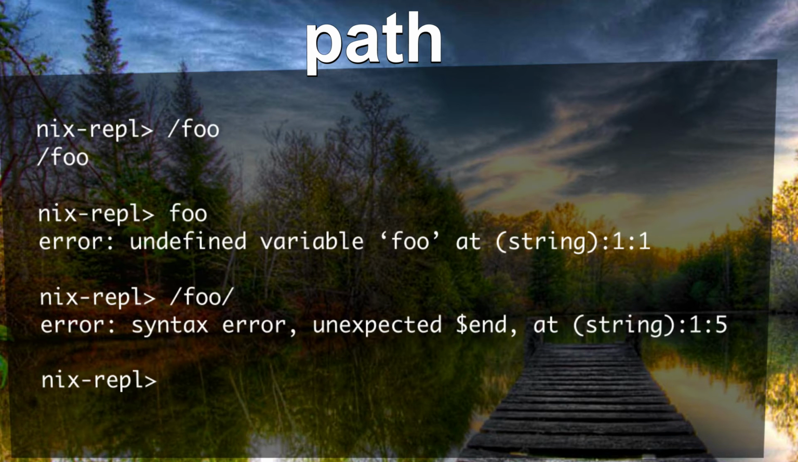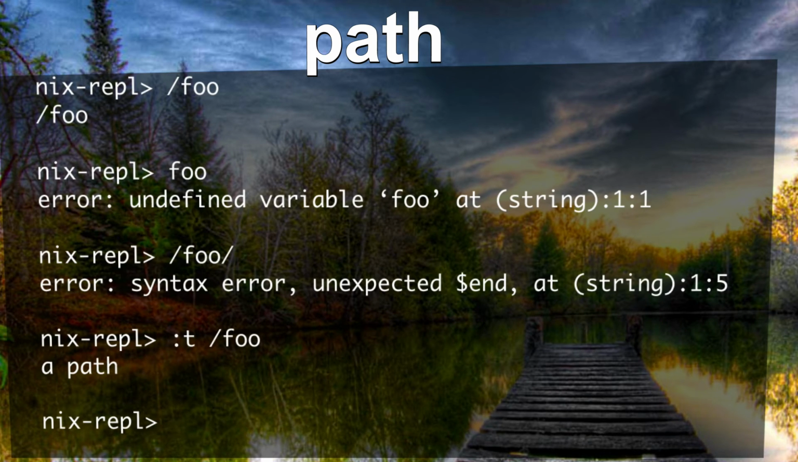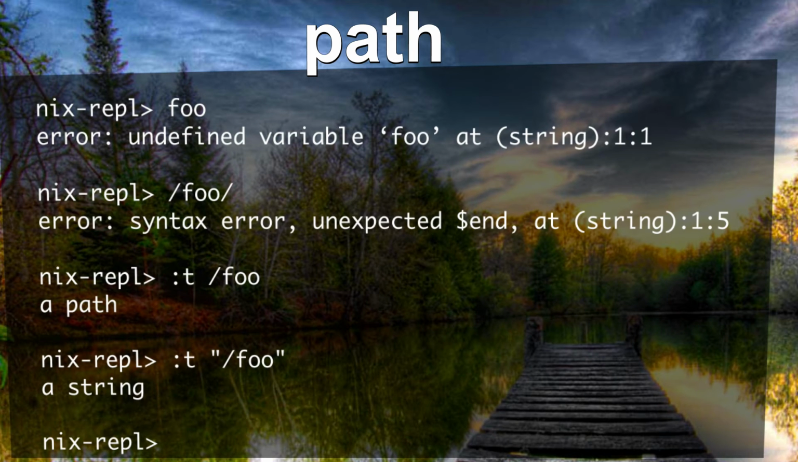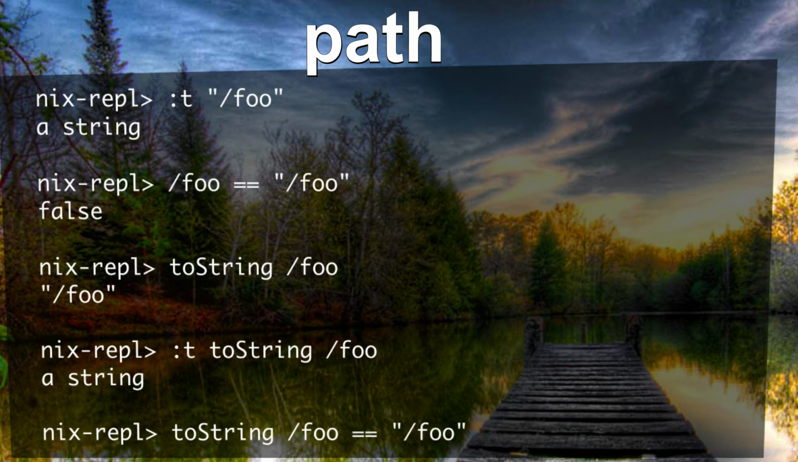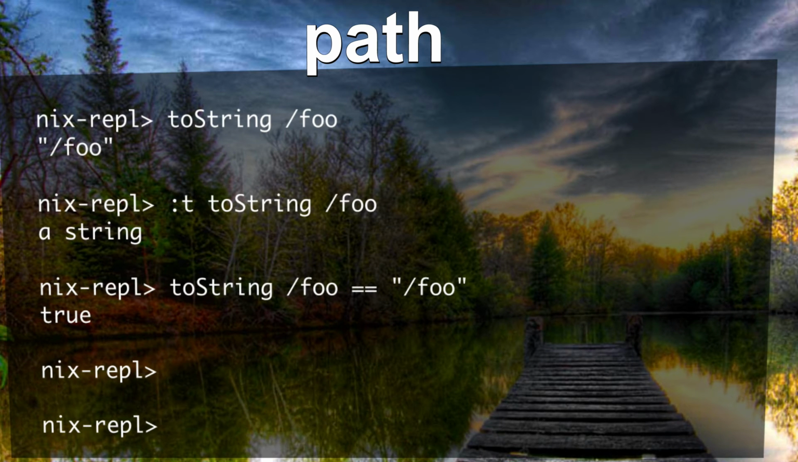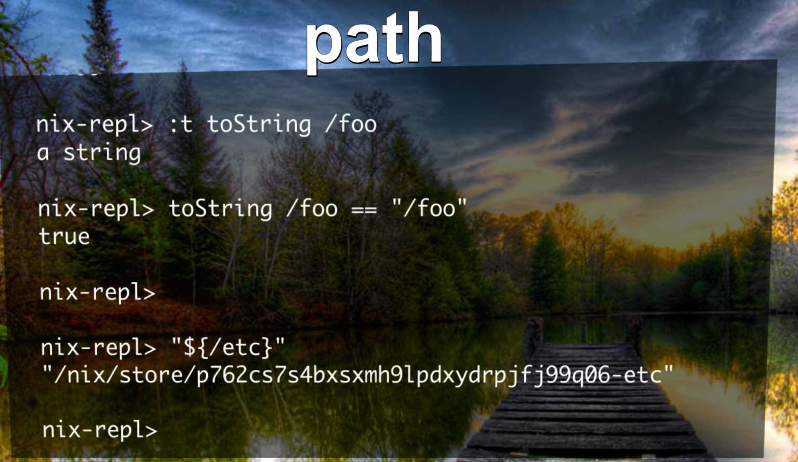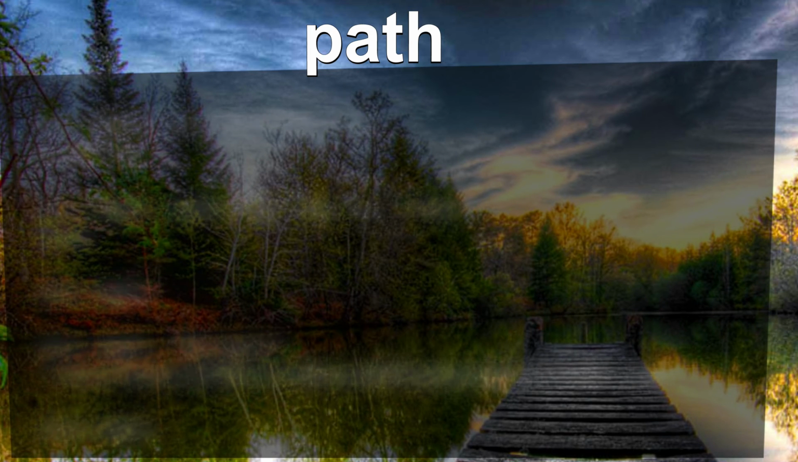In Nix, path and string are different types. /foo is a path, but double-quoted /foo is a string. And if we test them for equality, they are never equal. A path can be converted to a string using the toString function. When a path is used with anti-quotation, it is not merely converted to a string. We will revisit this unexpected output when we learn about the Nix store.